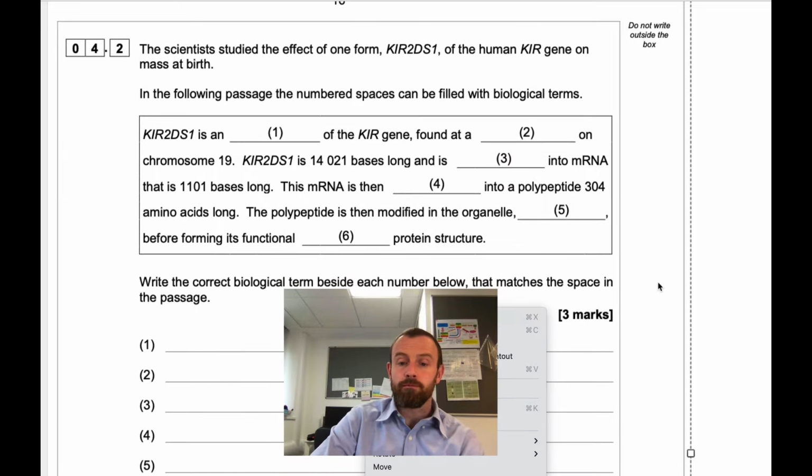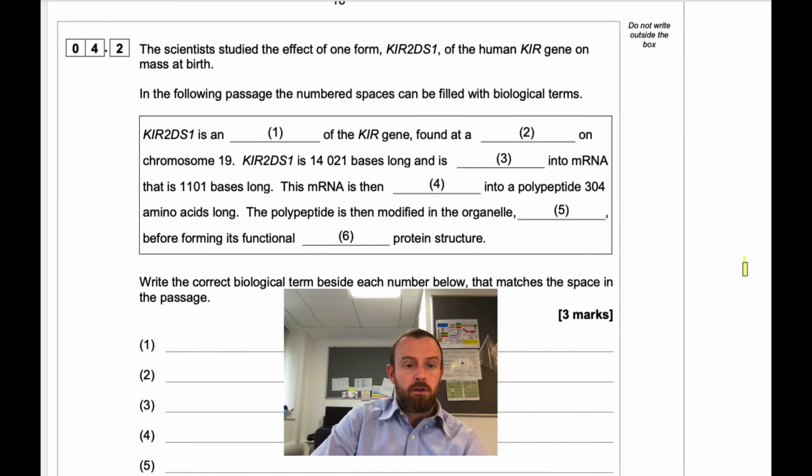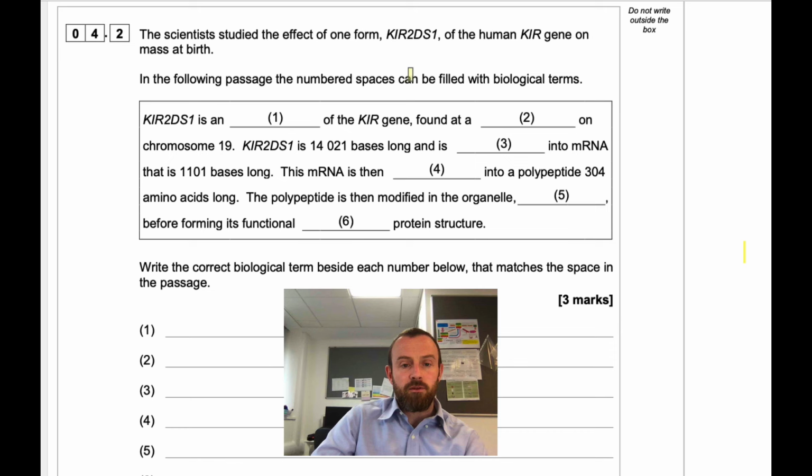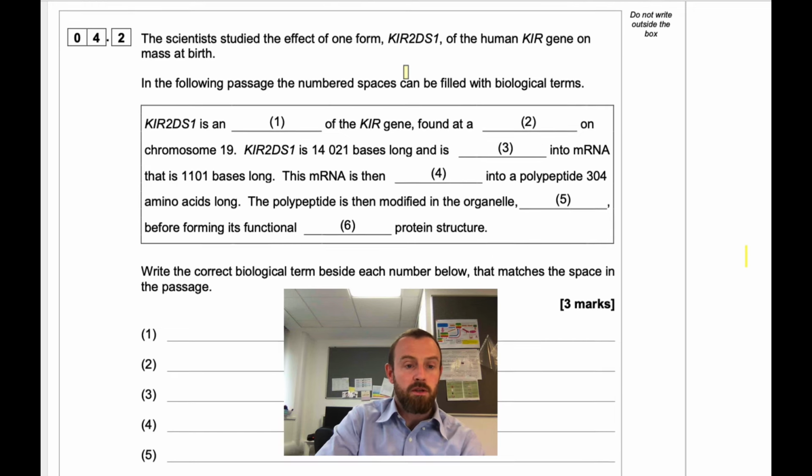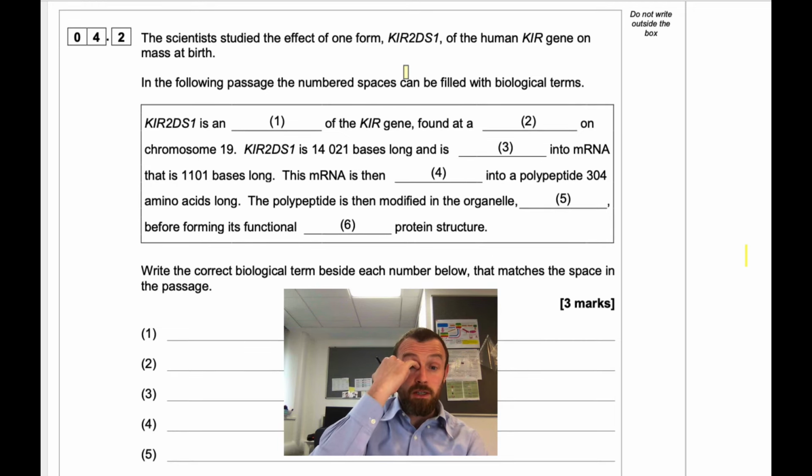On to question 4. That was a short question. The scientists study the effect of one form, KR2DS1, of the human KIR gene on mass at birth. Oh no, this is still the same question. In the following passage, the number of spaces can be filled with biological terms. Okay, so let's just go through it.